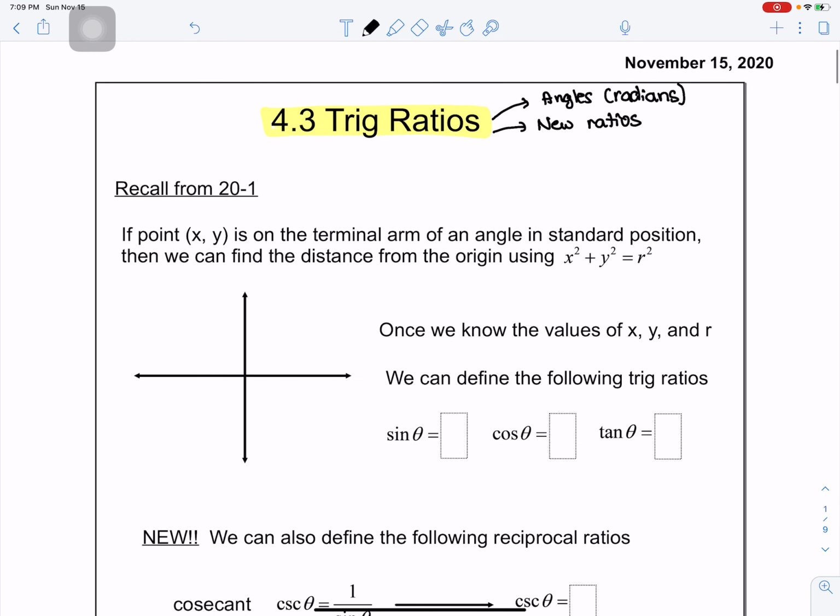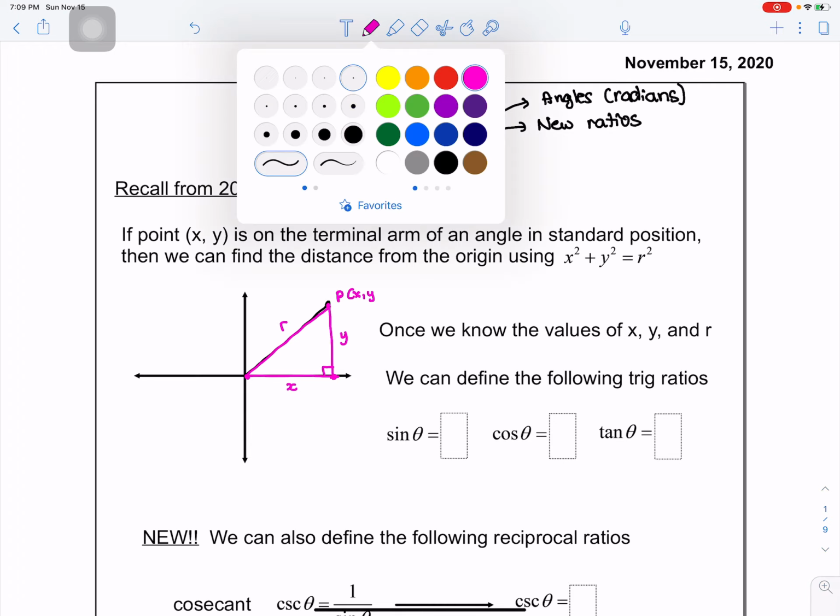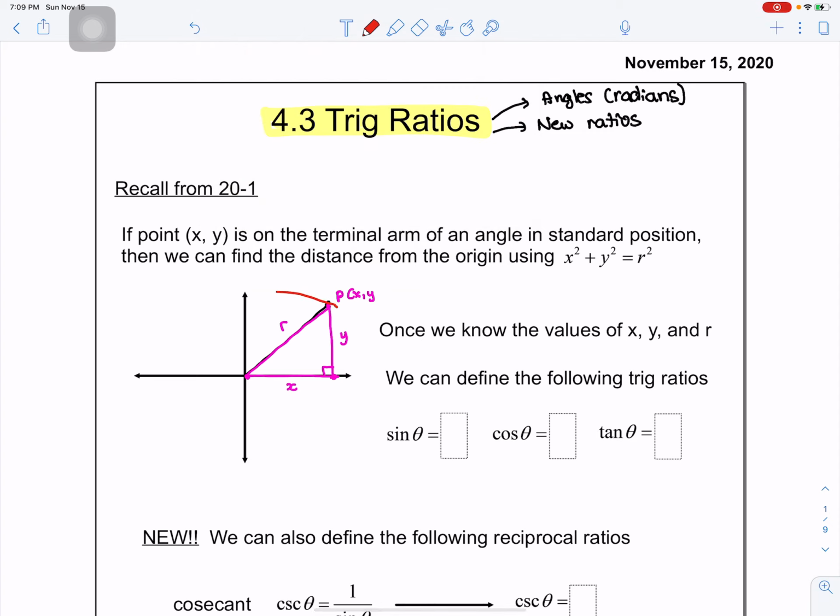Now from 20-1, if you remember, if I have an angle in standard position, so that means I start on the positive x-axis and I end my terminal arm at some point xy, I form a reference triangle. On this reference triangle, this is my x-coordinate from here to here. This is my y-coordinate from here to here. And this is my r-coordinate, which we are going to call r, because if you remember, we're going to put a unit circle on top of this.